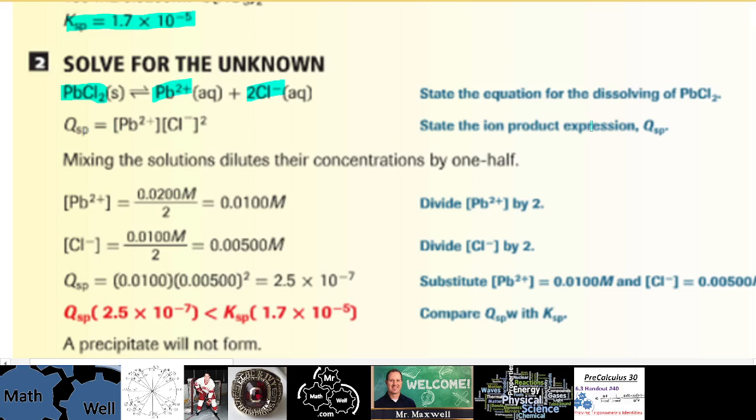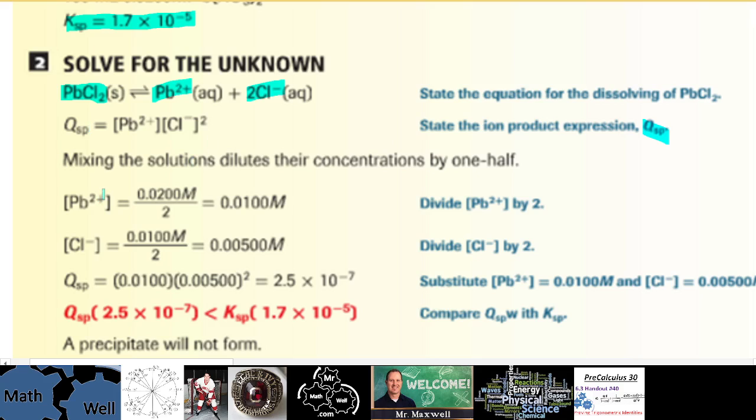Now they write the experimental ion product as the Qsp. The ion product expression, that's what this textbook calls it. I've always called it the experimental ion product. But you'll see the Qsp is the same as the EIP that I mentioned in the notes. So experimental ion product is the Qsp. All right, so here we go.